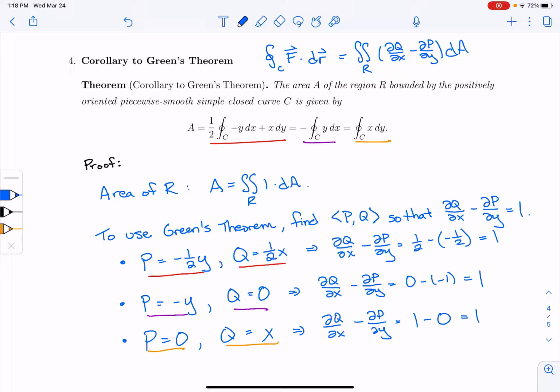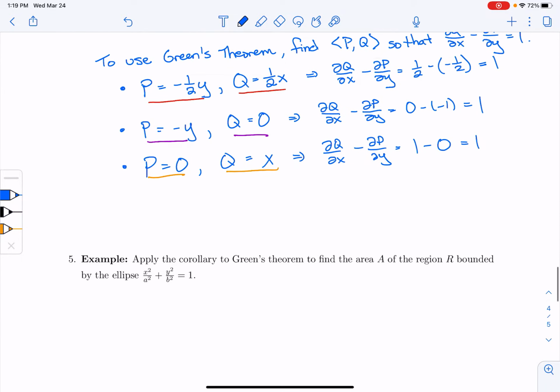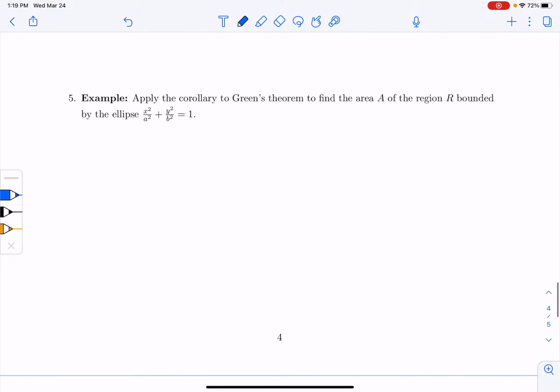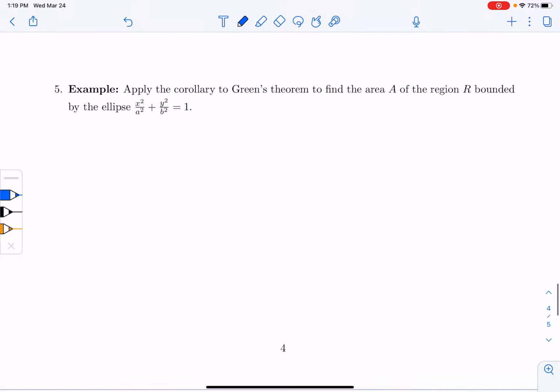And so essentially, by applying Green's theorem to a vector field P, Q where dQ/dx minus dP/dy is equal to 1, then we can set up that the area of the region is one of these three integrals. So let's see how this works in an example. We're going to apply the corollary to Green's theorem to find the area of a region R bounded by an ellipse.